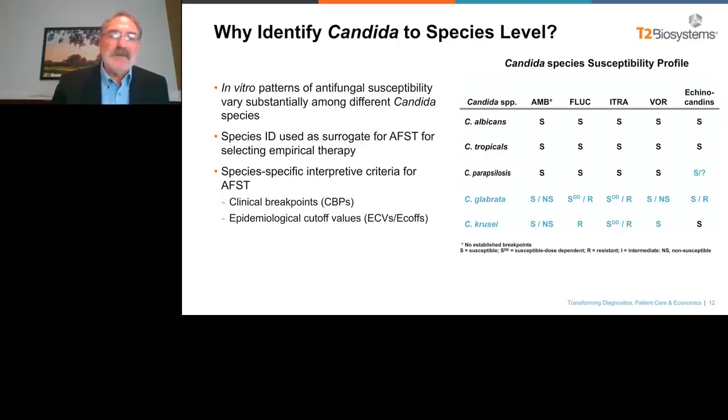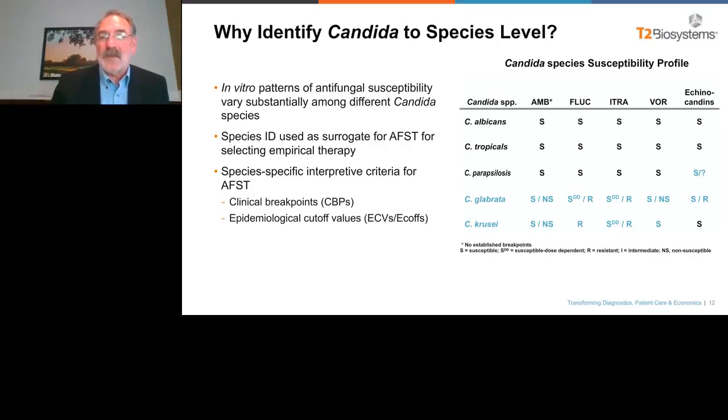We use the species identification as a surrogate for antifungal susceptibility testing for selecting empirical therapy in many instances because it takes quite a while to do the combined ID and susceptibility testing, and you can predict by the species in many instances. So Candida albicans and Candida tropicalis, as you see on the right, are susceptible to virtually all classes of antifungal agents with rare exceptions.